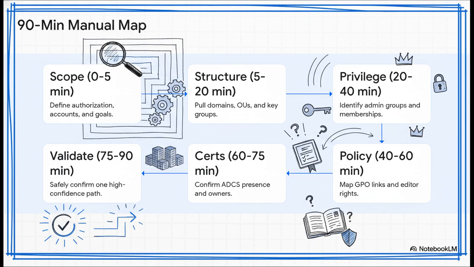From there, it moves logically from the basic structure to the privilege. Then it hits our key blind spots with policy and certificates, and it all ends with validation. This isn't about trying to boil the ocean. It's about getting clarity fast.